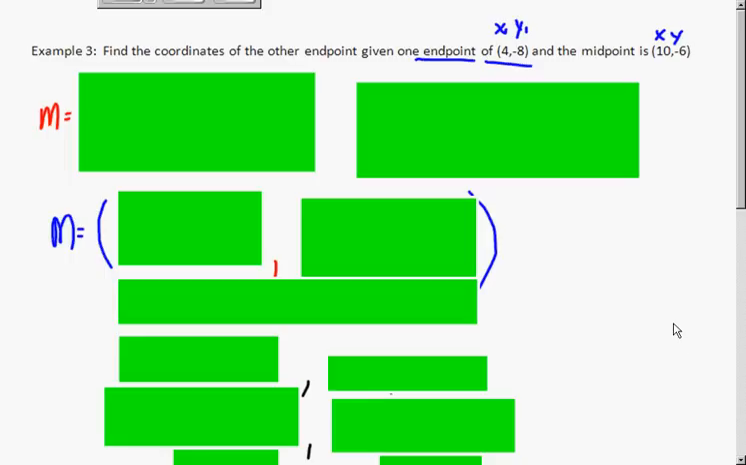In example 3, you're kind of working backwards a little bit. You're given an endpoint, 4 and -8. So I put my headers up here, x1, y1, and then you're given a midpoint. Normally we found the midpoint. That is the x and the y coordinate for the midpoint. So we're missing another endpoint. We are trying to find that other endpoint. There are 2 ways to do this, and I'm going to show you both.